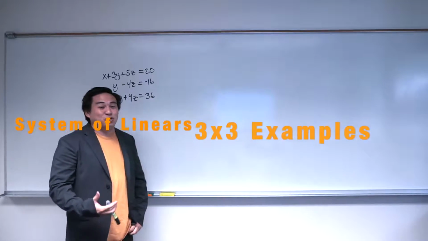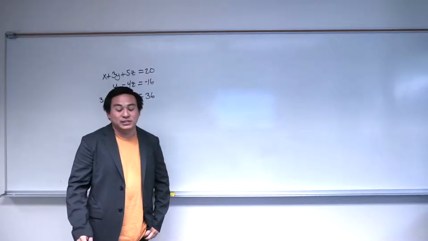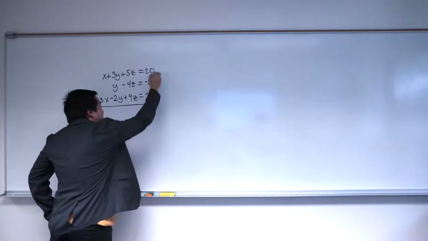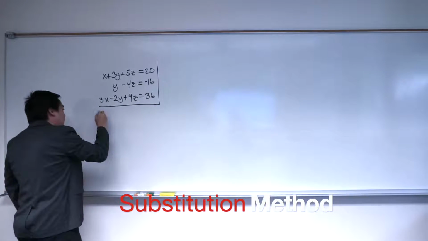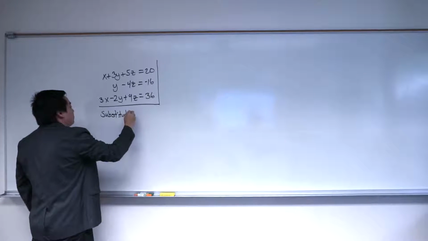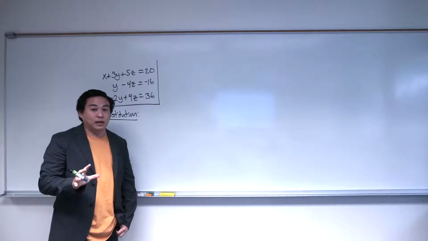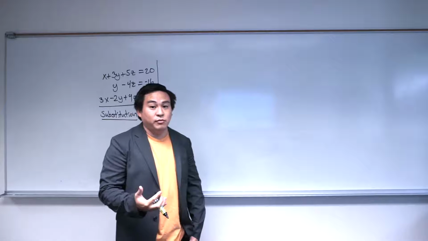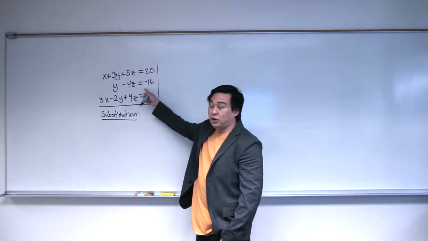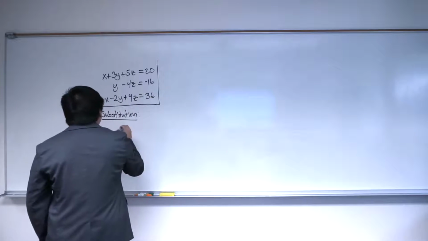Okay, so we've seen the instructions on how to solve a 3x3 system of linear equations. So what we want to do now is go through that and show some examples. So first, let's do this by substitution. In substitution, the first thing we want to do is pick a variable that's the easiest to solve for. And I think it's pretty clear that in the second equation, y is the easiest one to solve for. So let's go ahead and do that.